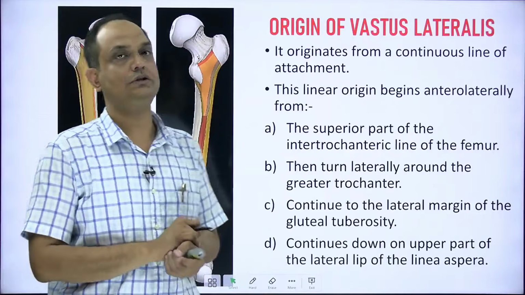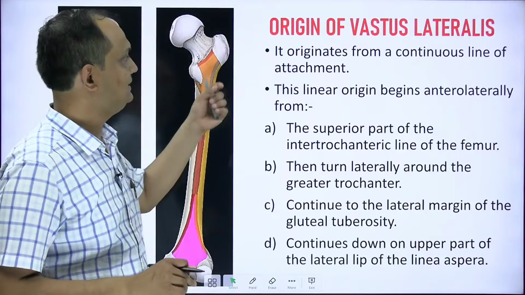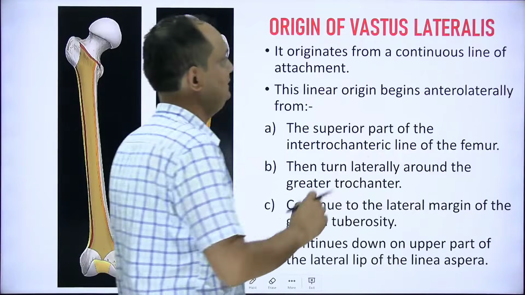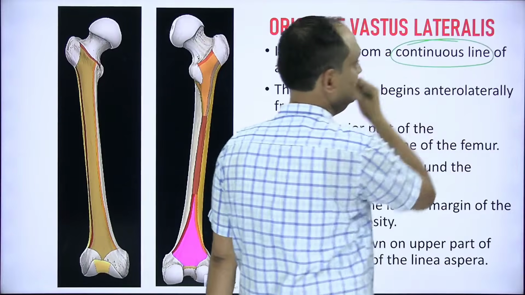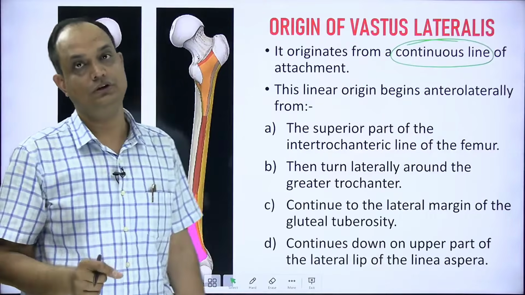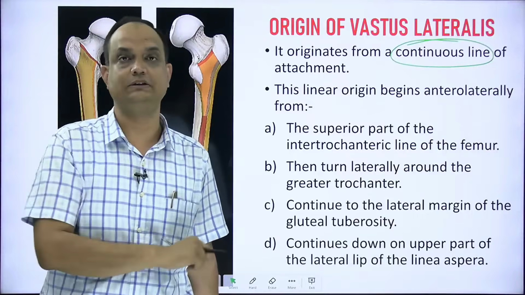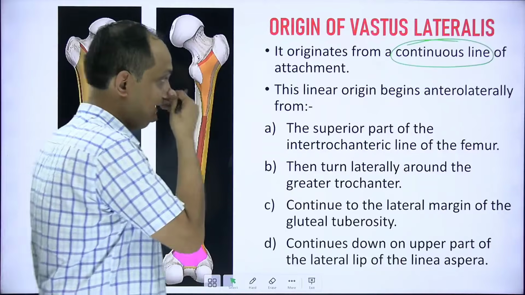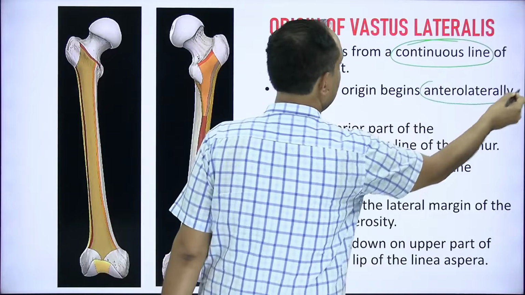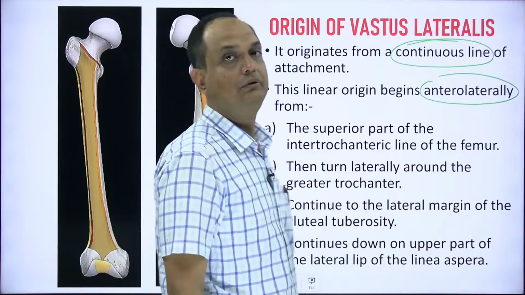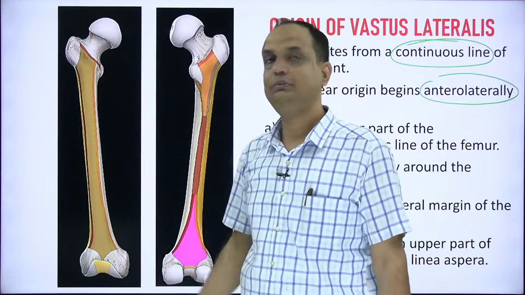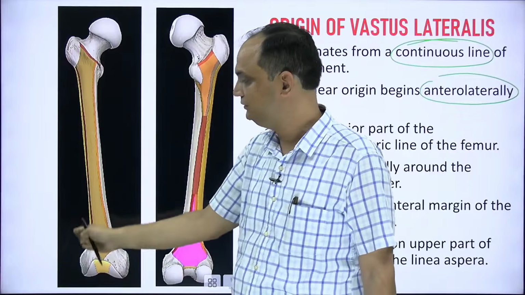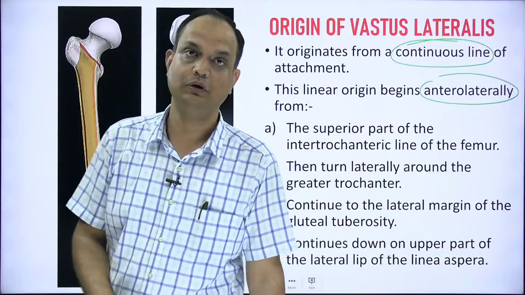Now, what is the origin of vastus lateralis? Vastus lateralis and vastus medialis both arise from a continuous line. They have a linear origin, and the origin is continuous. The vastus lateralis origin starts anterolaterally. What does it mean? When you keep the femur in anatomical position, it has an anterior origin and an origin from the lateral side of your bone.